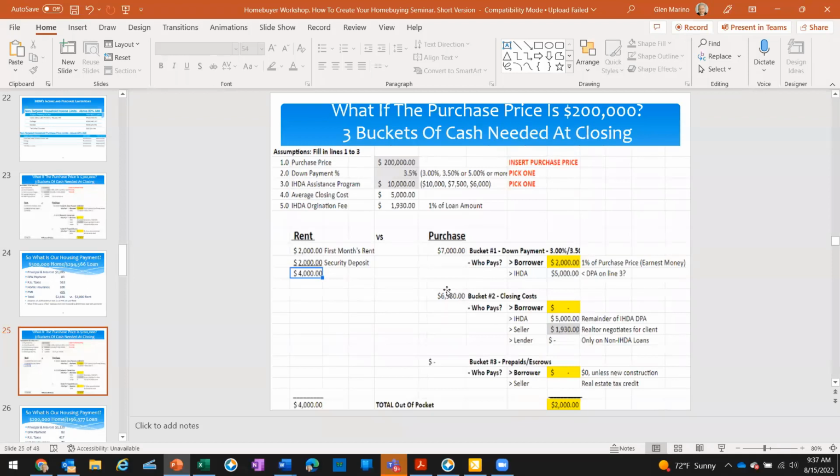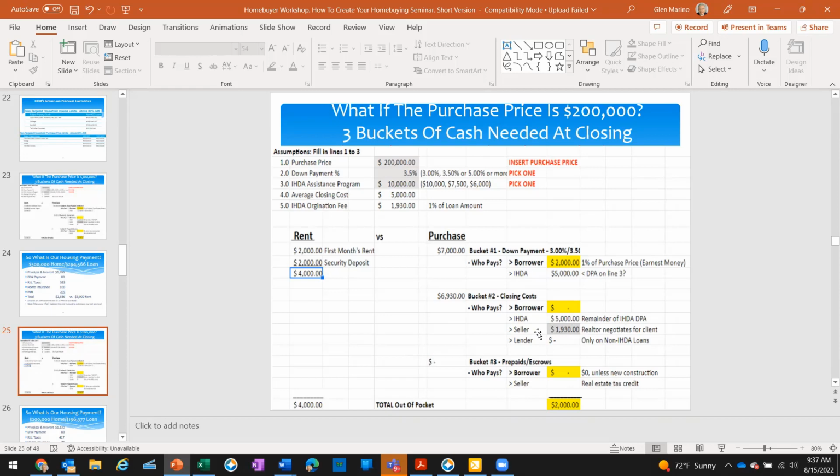Bucket number 2 is the $5,000 in normal ordinary closing costs plus another $1,900 in an origination fee. So you got about $6,900 in closing costs. We want the borrower to pay nothing. So IDA still has $5,000 remaining in the IDA down payment bucket.